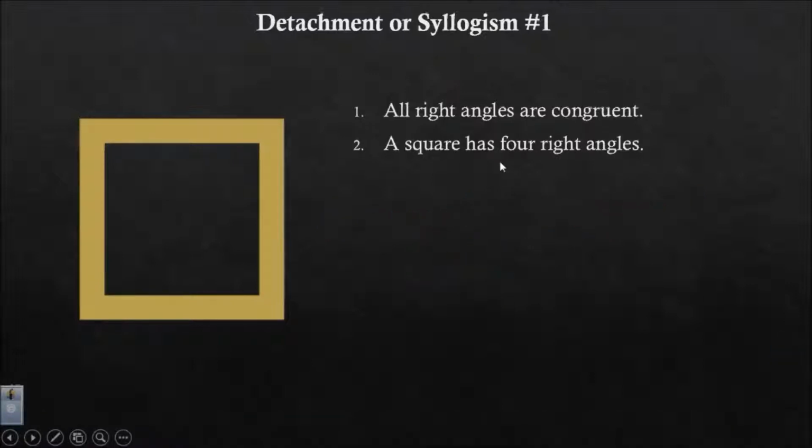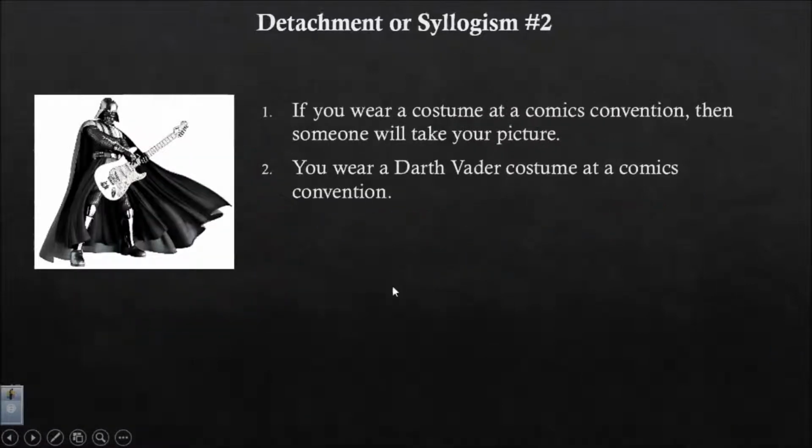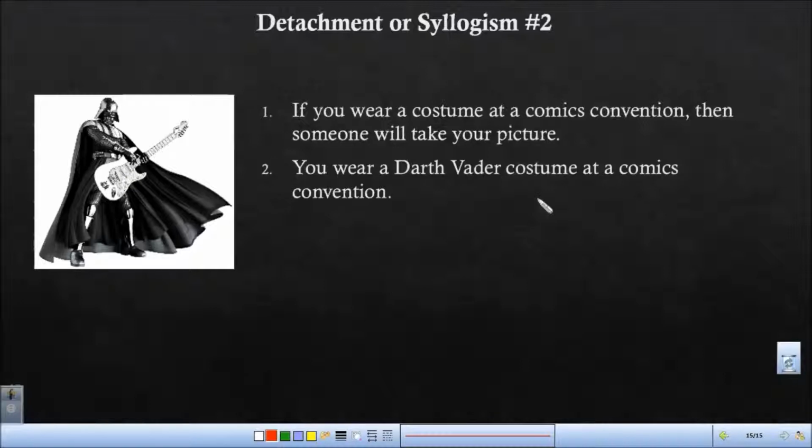Next statement. If you wear a costume at a comics convention, then someone will take your picture. This is an if-then statement, which makes this a detachment. You wear a Darth Vader costume, so you're wearing a costume that fits the hypothesis of the conditional, which means that the conclusion takes effect. So we say that someone will take your picture.